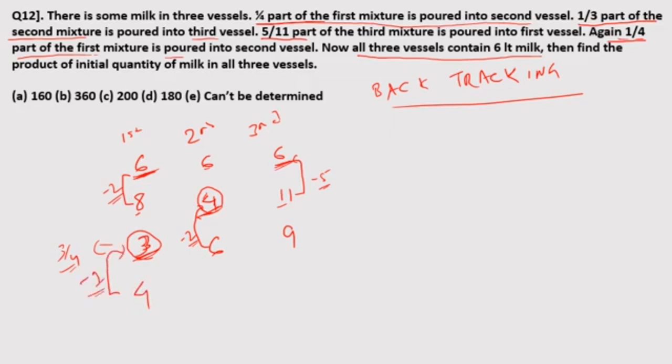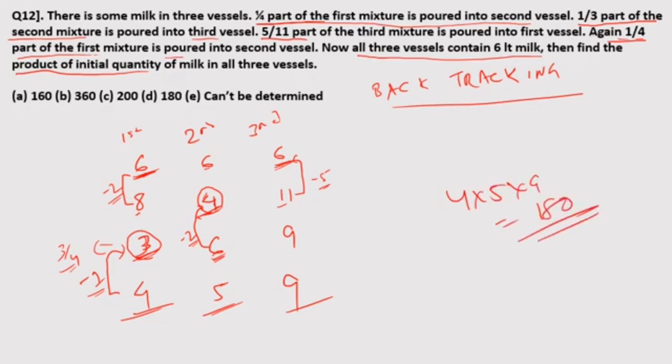This 1 is basically given to the second vessel. So the second vessel would be having 5 liters before this step. From 5 liters it got 1 liter from the first vessel, and became 6. There is no change in the third. So the initial volumes were 4, 5 and 9. Now it is asking for the product of the initial quantity. The product must be 4 into 5 into 9, which is basically 180. So option D, right? Let's move to the next question.